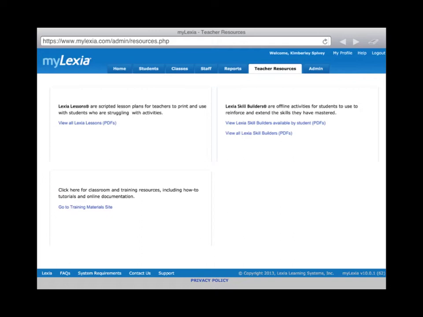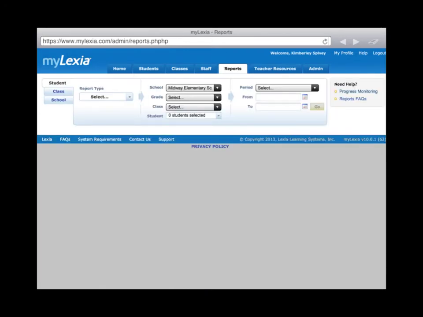Let's take a look at the reports. When you look at the reports page, yours might look a little different. You can make a report by student, or you could do a report by class. And I can do a report by school. I'm not sure if you have that ribbon. But let's go to class.